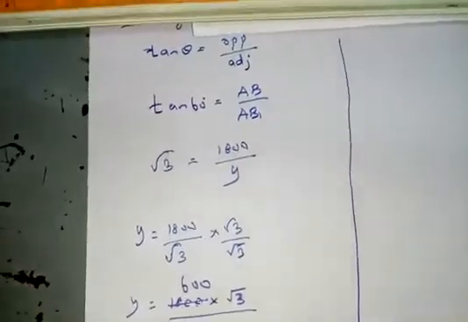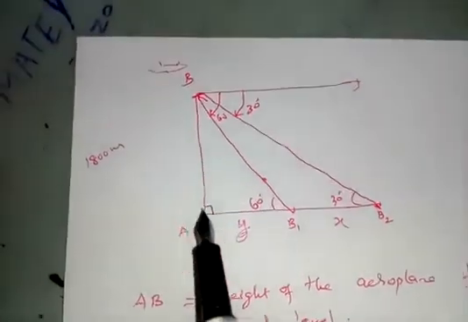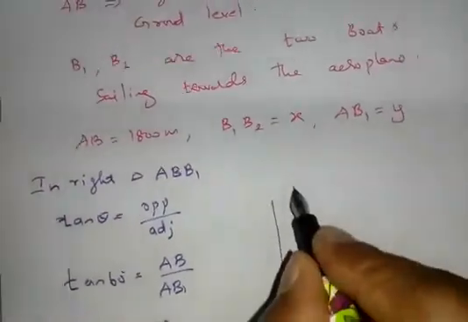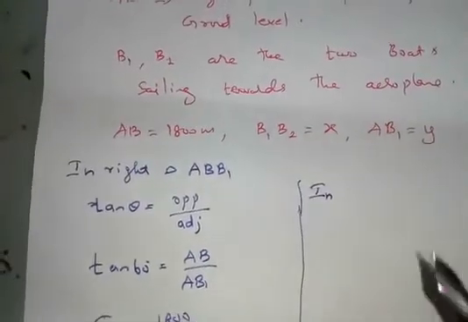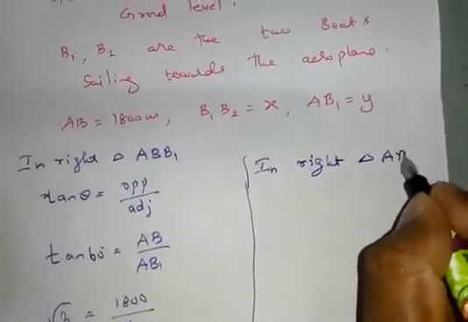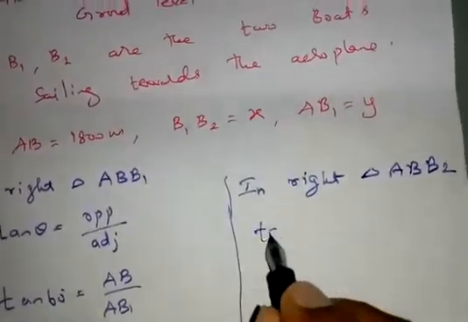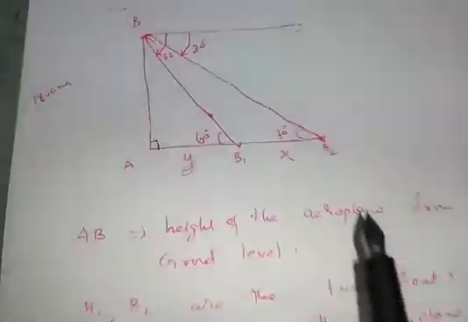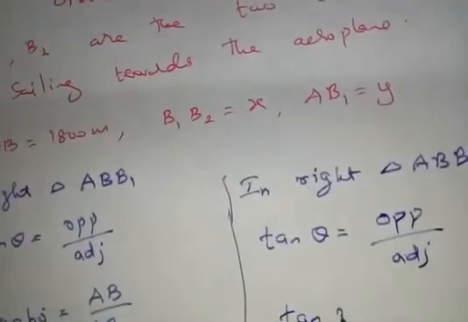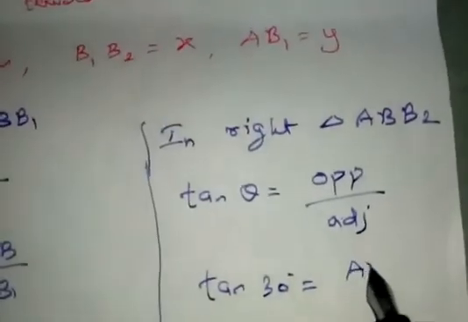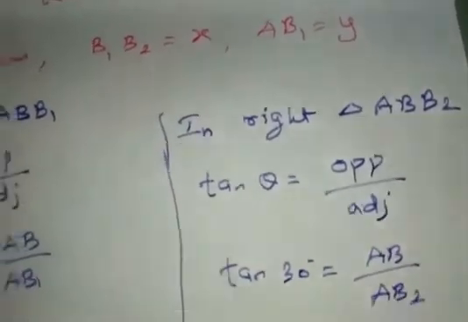Next, I am considering the right triangle ABB2. Now I am going to apply the tan theta formula. In right triangle ABB2, tan theta is equal to opposite side divided by adjacent side. Theta is here 30 degree. So tan 30 degree is equal to the opposite side AB divided by AB2.